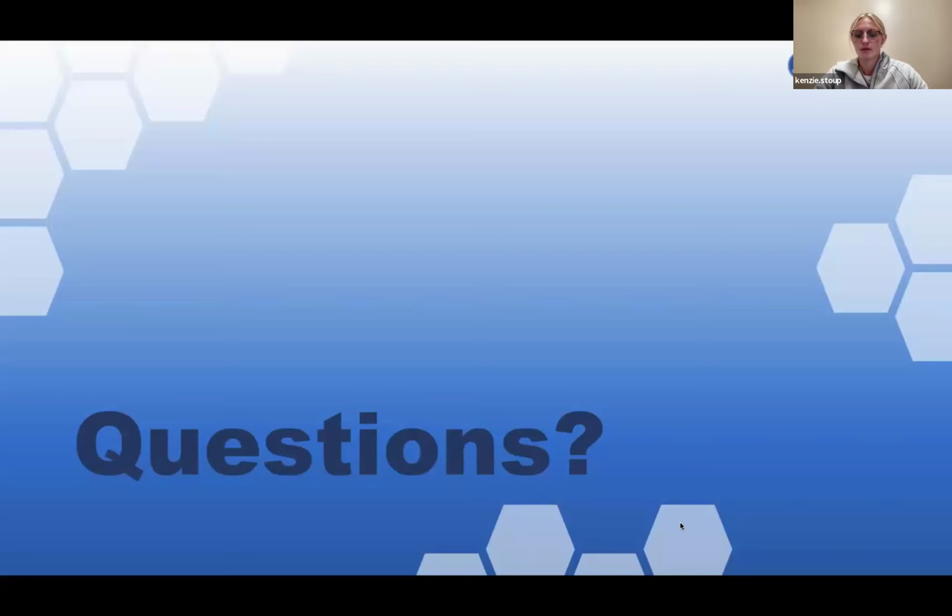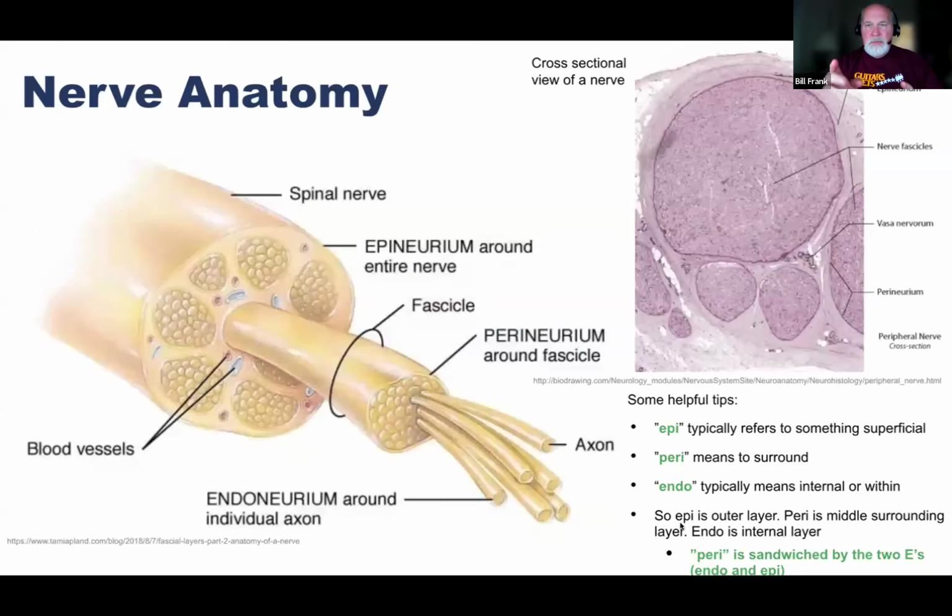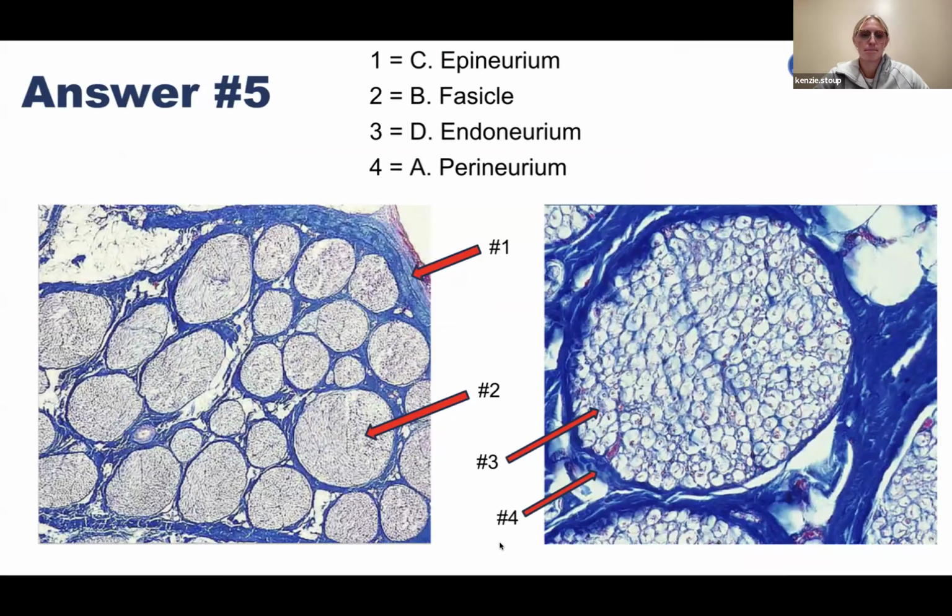Can we go back to that previous slide? For the arrow of number 2, was it pointing to a fascicle or a specific endoneurium? Yes, this is pointing to a fascicle here. You wouldn't be able to see the endoneurium unless it was zoomed in, kind of like this one here, because number 3 here is pointing to the endoneurium. I guess on the question, I should have specified if I wanted the whole structure or the sheath specifically, but I was getting at this being the entire fascicle.